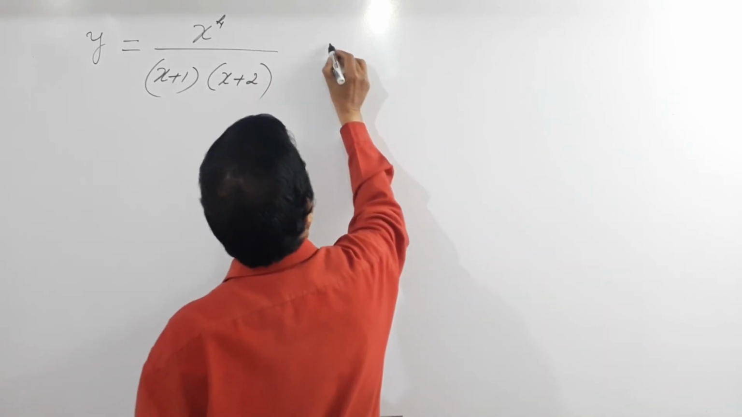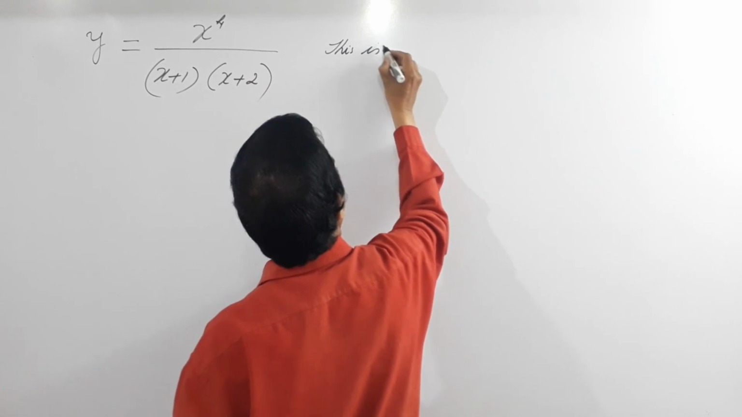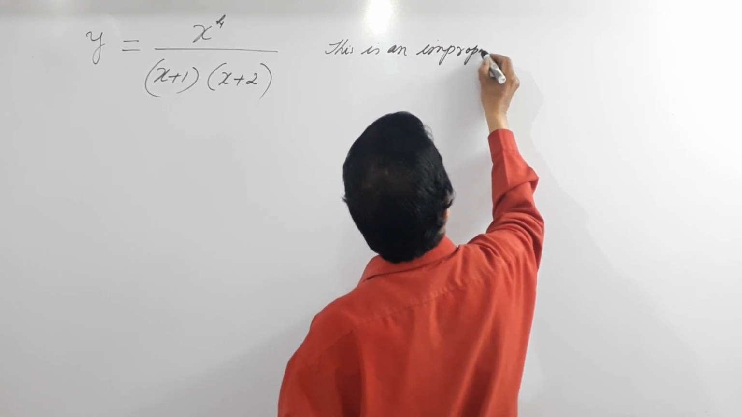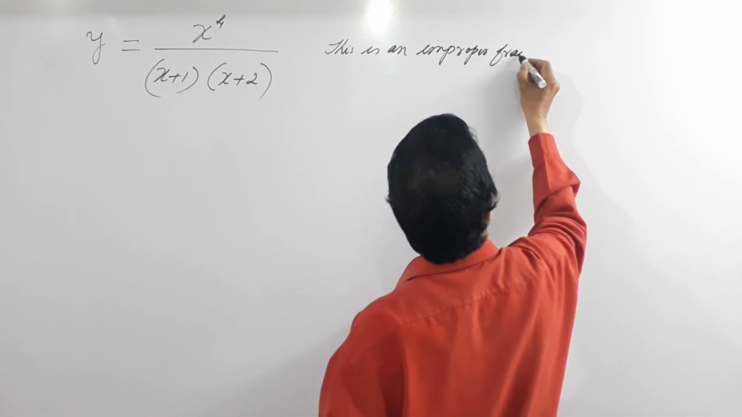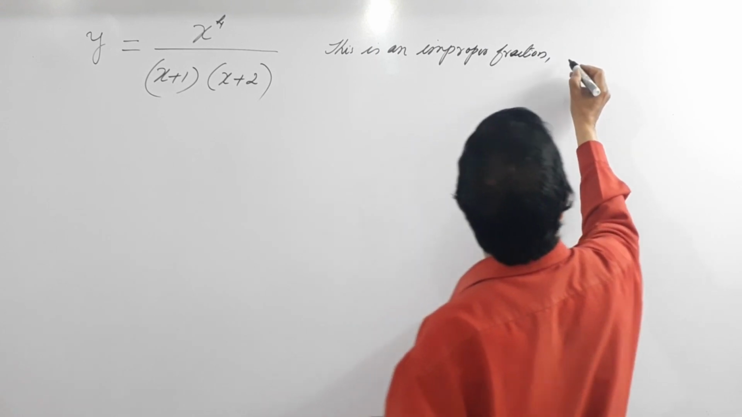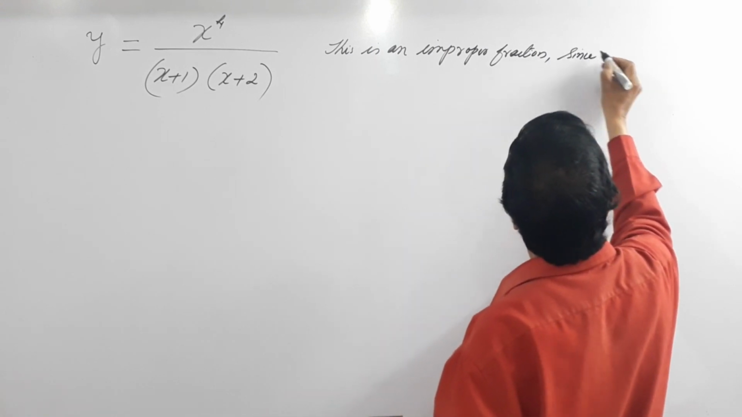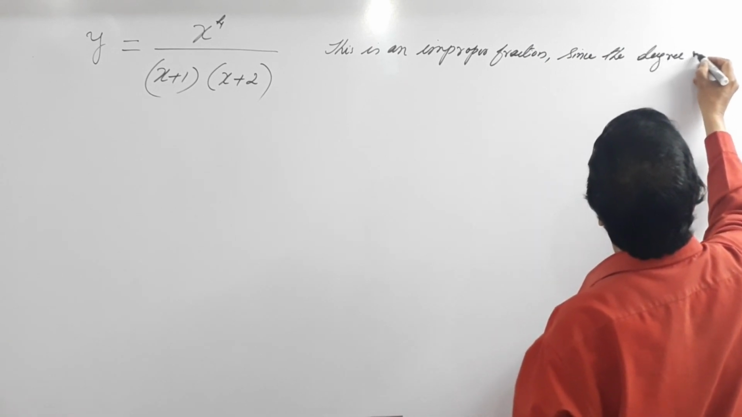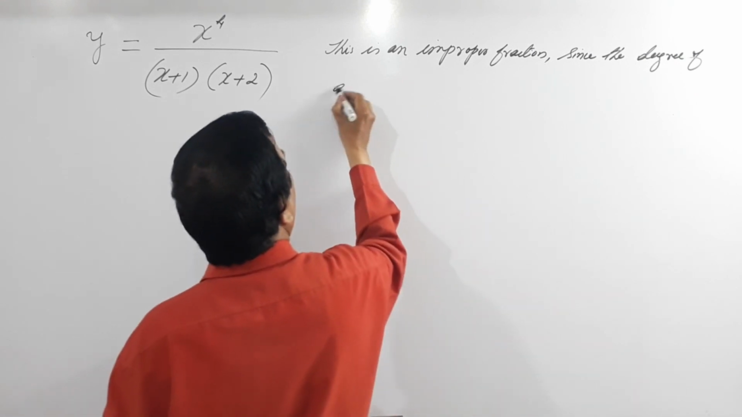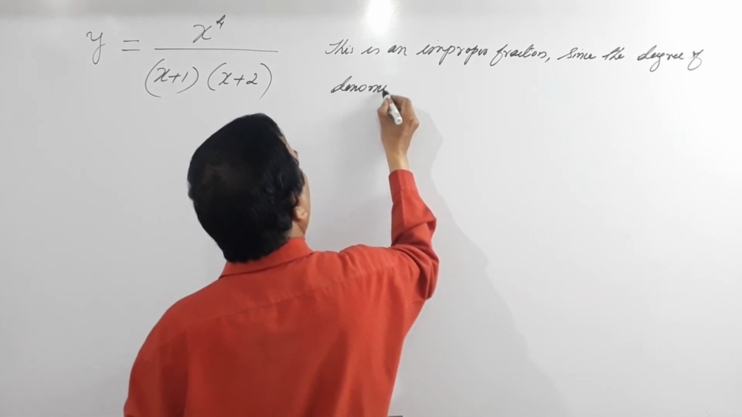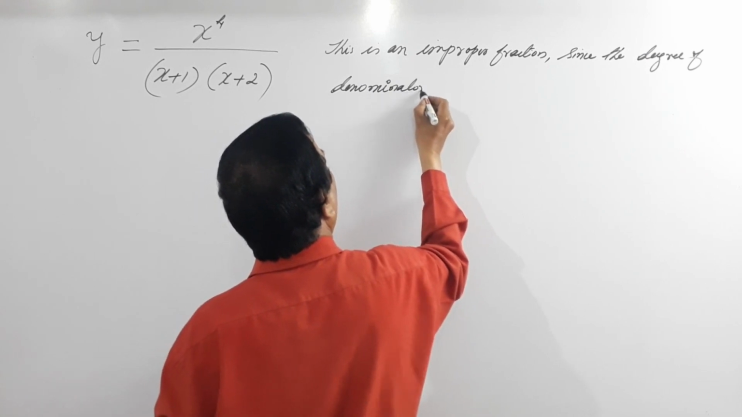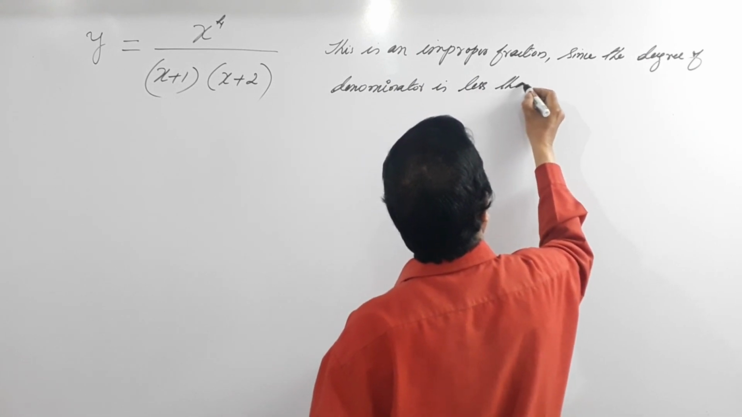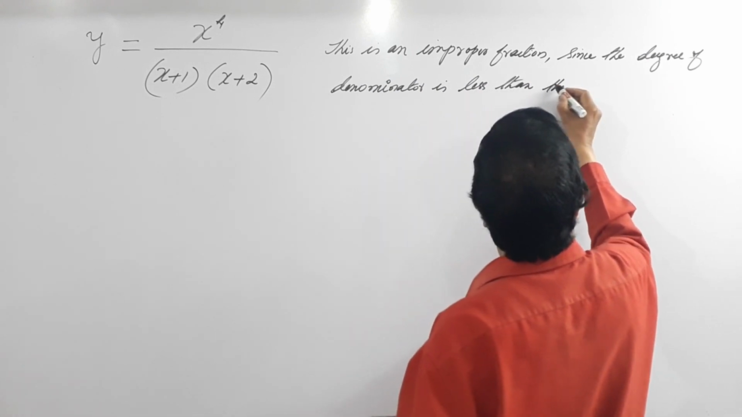So this is an improper fraction since the degree of denominator is less than the numerator.